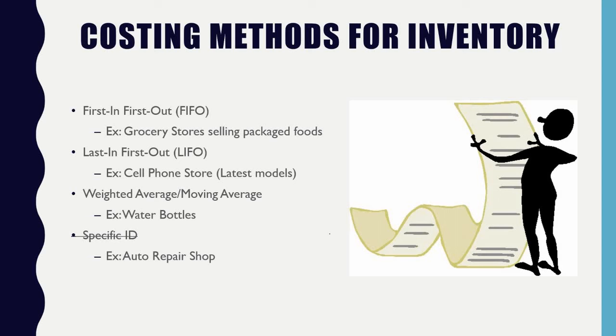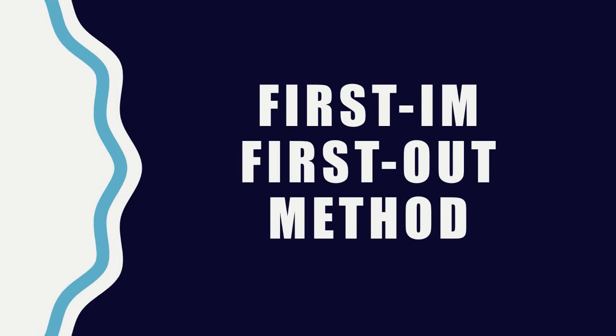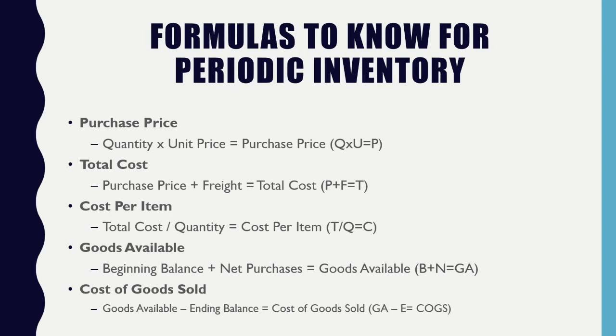Okay. So today we are going to be learning the very first method, which is going to be the first in, first out method. So let's go ahead and talk about what formulas we are going to be looking into when we're talking about doing periodic inventory, and how we're going to cost it.